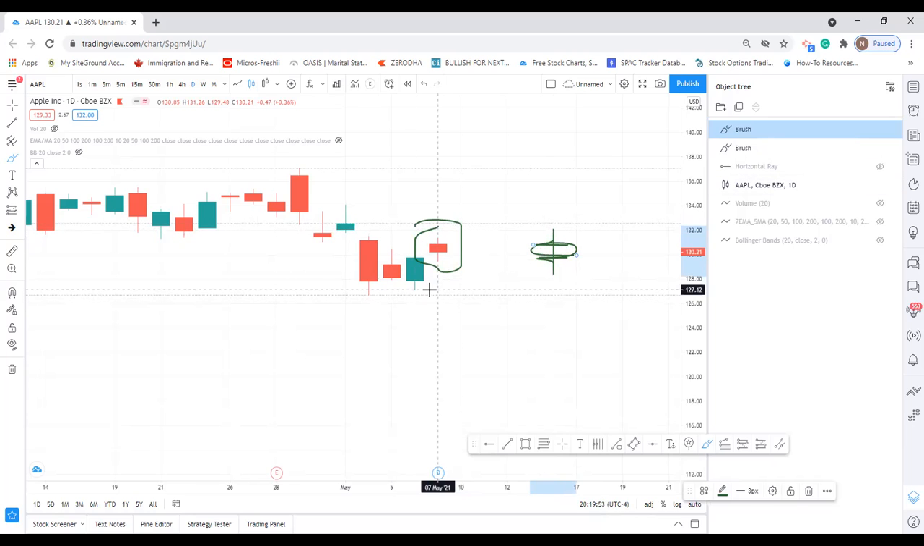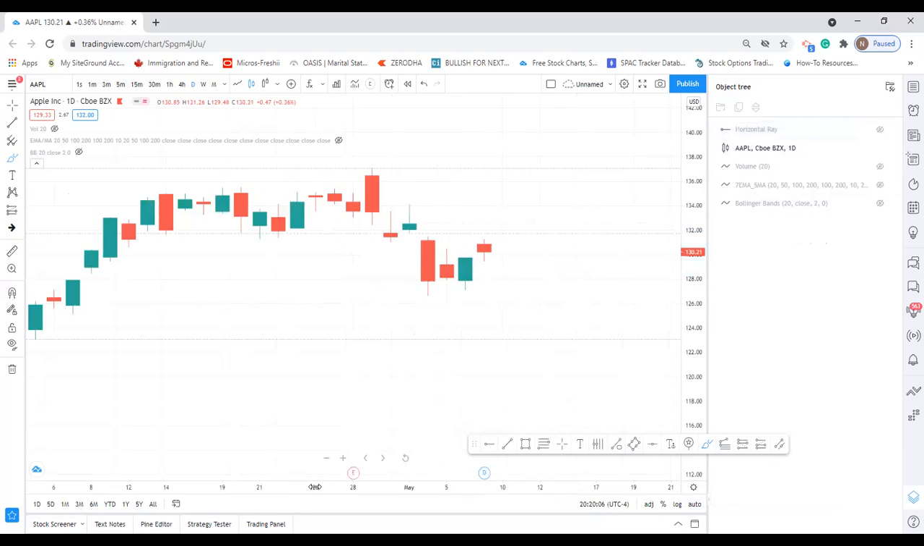The wick is the high and the low of the particular candle. The only difference between the red and the green candle is the way they open and the way they close. That's why they have different colors. So far, so good? Yeah, perfect. So far, so good.